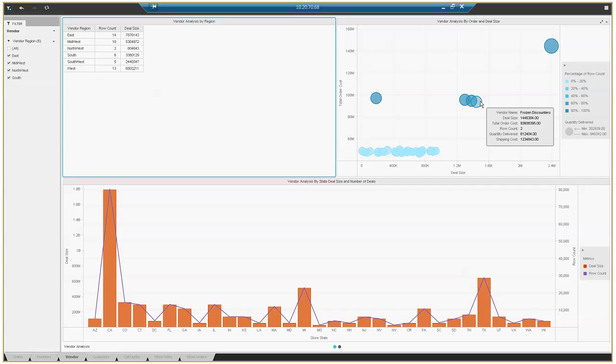There's a little bit of a cluster here for the other ones. We have Frozen Farm and Ripe Discounters, and then over here, once again, what's nice about this widget or visual, it's really showing you three different things.